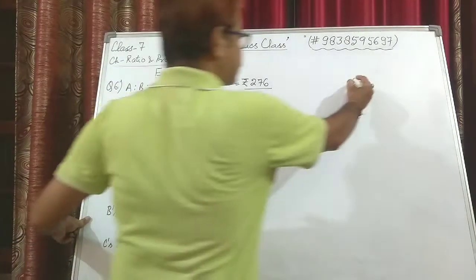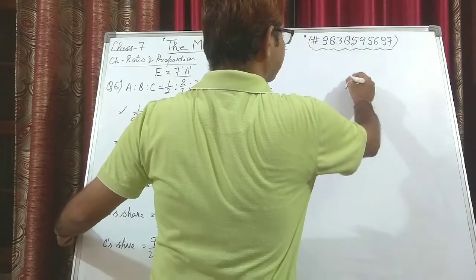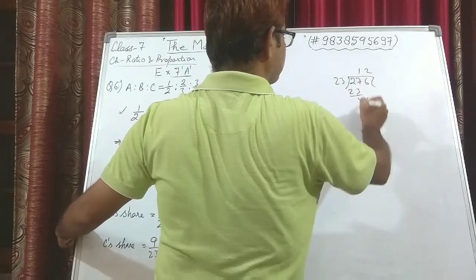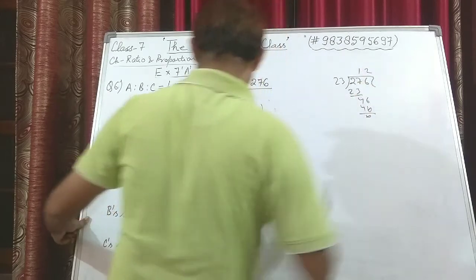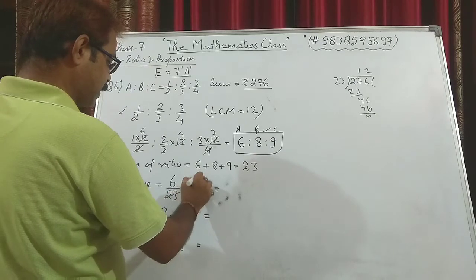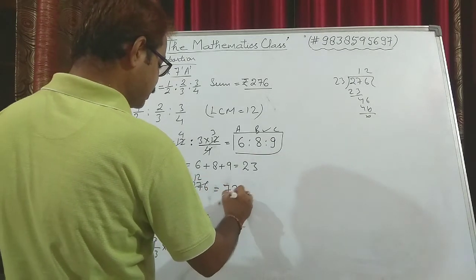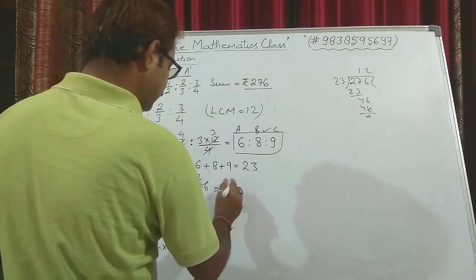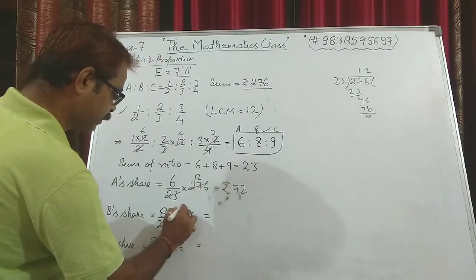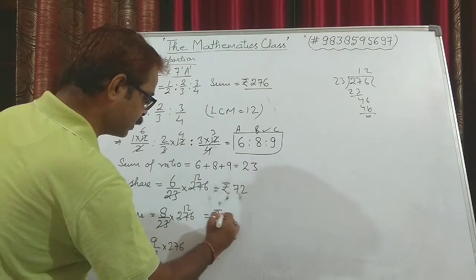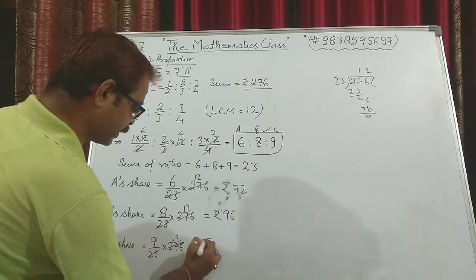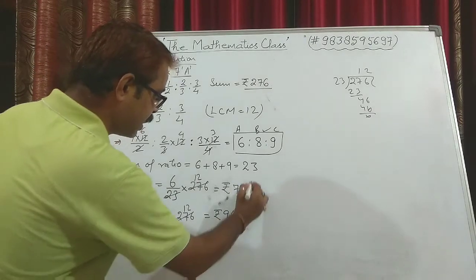Now we will divide. Let's see, 276 divided by 23. Ones are 23, 46 left. Twos are 46. So 12. Now, 12 sixes are 72, meaning A will get rupees 72. Similarly, 12 eights are 96, so B will get rupees 96, and 12 nines are 108, so C will get 108.